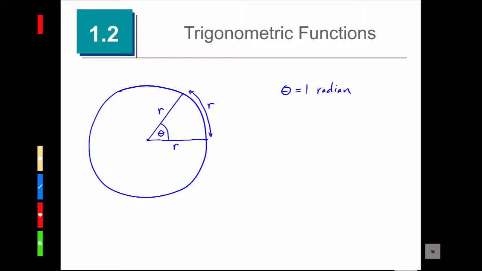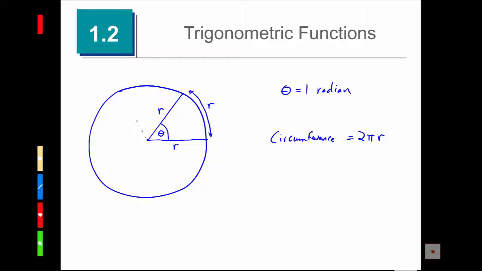Now we can use this to see why a full revolution of a circle is equal to 2 pi radians. Recall that the circumference of a circle is equal to 2 pi r. So the circumference is equal to 2 pi times the radius of the circle. Now we can ask how many of these sectors where the arc length is equal to r can we fit into this circle of radius r.